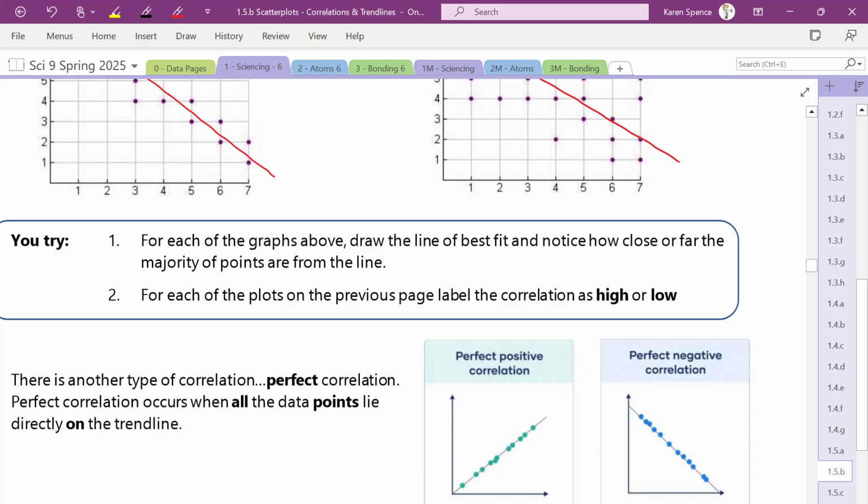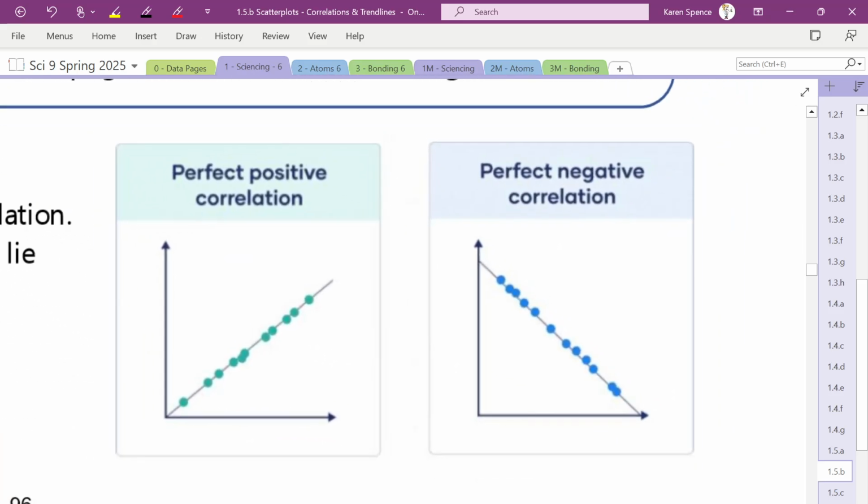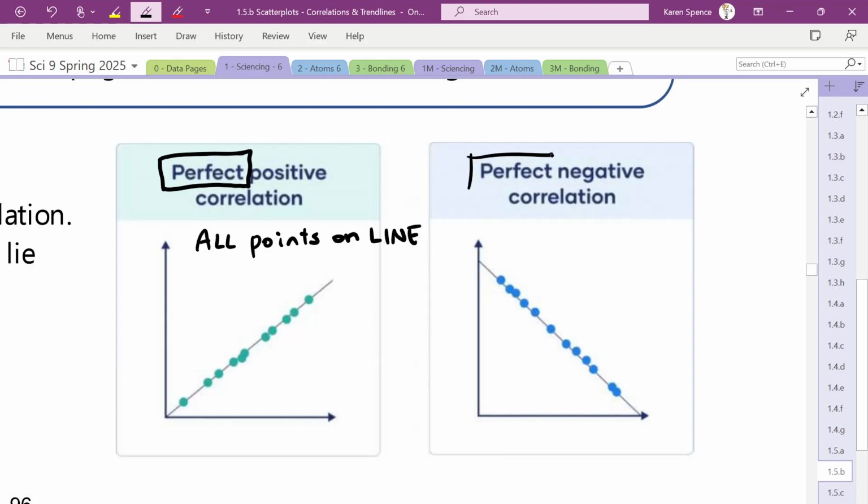Okay. Now there is another type of correlation, and that is, oh my gosh, what is this? Every single point is on the line. That's not just a strong correlation, that is a perfect correlation. Perfect positive, perfect negative. Positive, of course, goes uphill, and negative goes downhill. And sometimes if you're plotting something like the mass of water versus the volume of water, you will get perfect correlation. Okay?